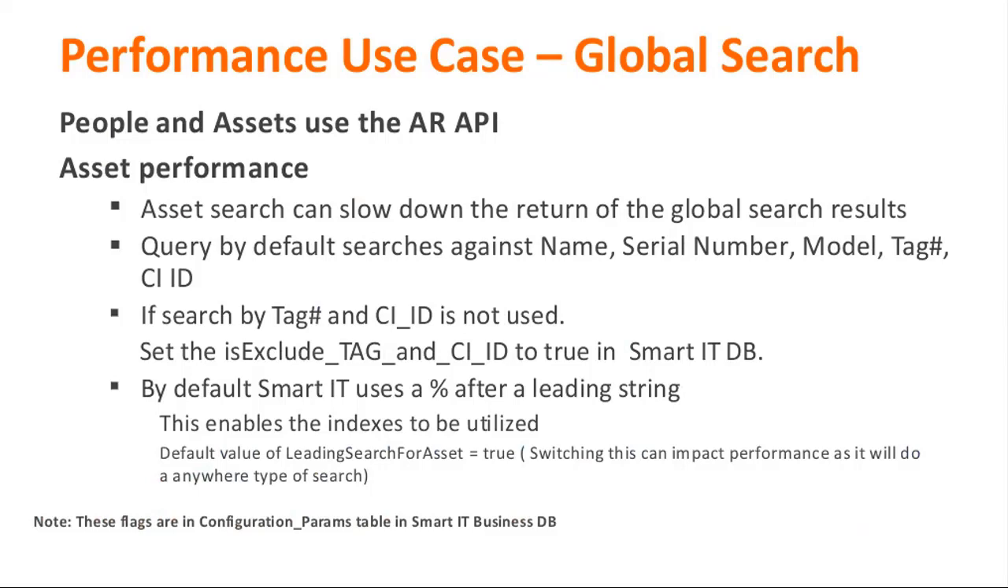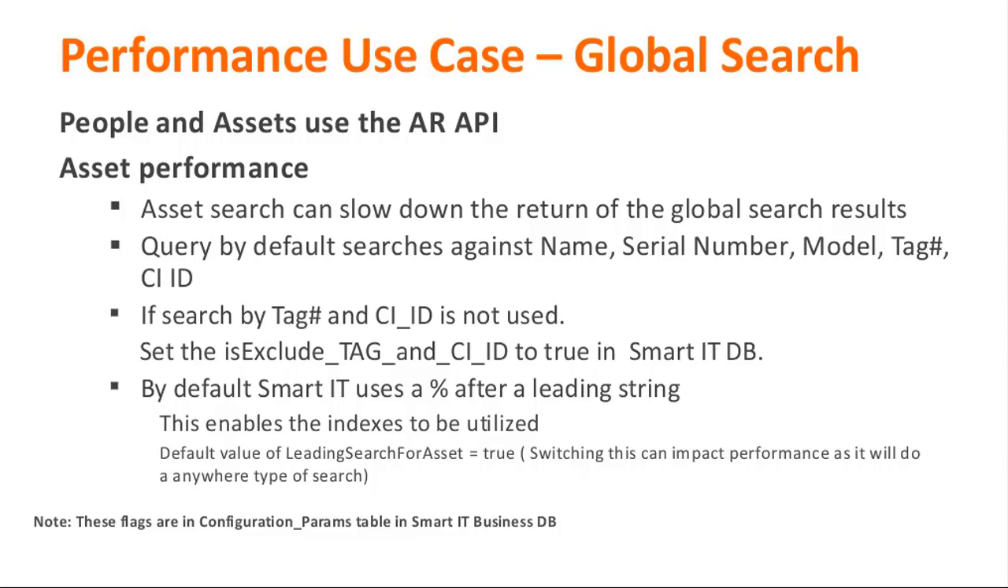So under the covers, when you launch the global search, one part of the search returns the assets. When the asset search is made, it searches against AST:BaseElement, which is an ITSM form, and it searches against the fields name, serial number, model, tag number, CIID. Those are the five fields that get searched against that string by default.